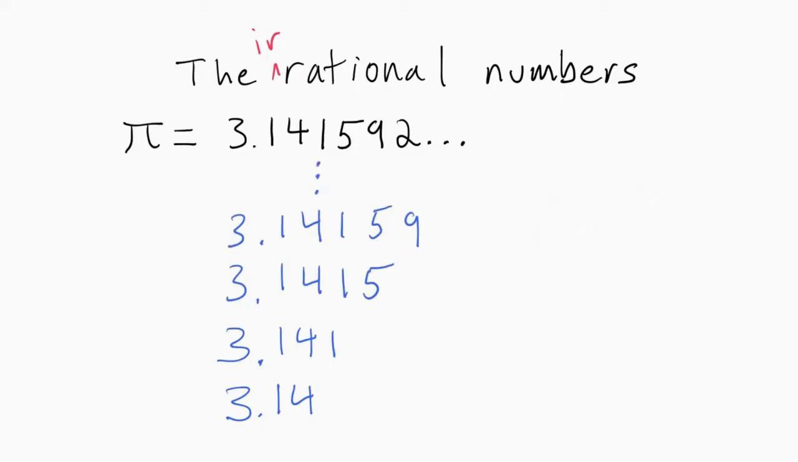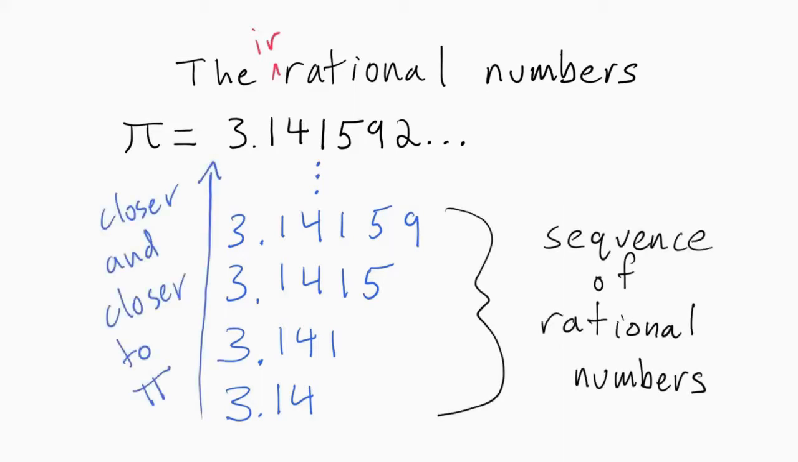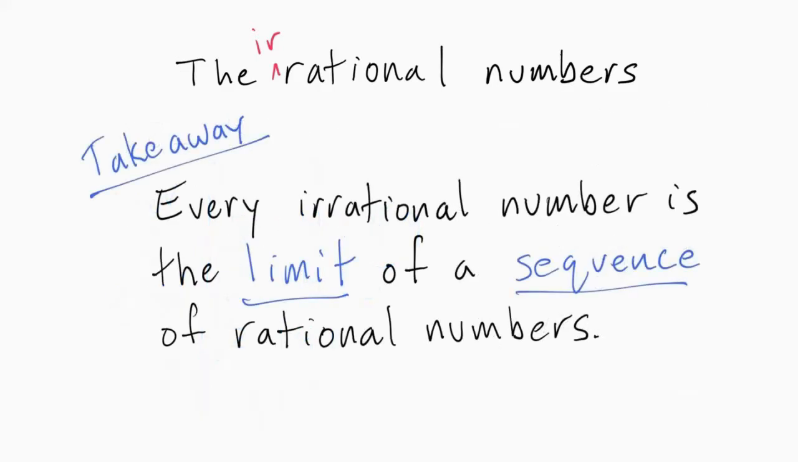If I take only finitely many digits of the decimal representation of pi, I've got myself a perfectly reasonable rational number. And if I add one more digit each time, I get a sequence of rational numbers that gets closer and closer to pi. Mathematically, we say that pi is the limit of this sequence. This isn't specific to pi. I can do this with the decimal representation of any irrational number. The key takeaway is that every irrational number is the limit of a sequence of rational numbers.